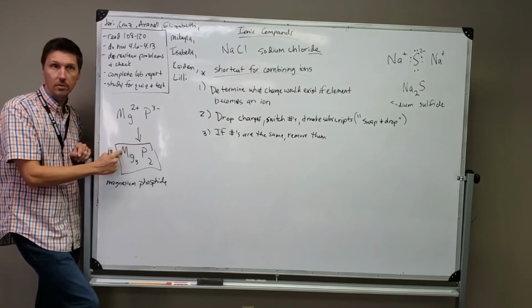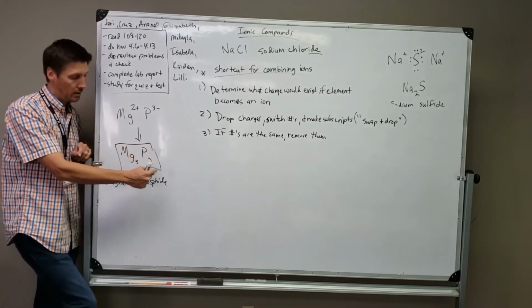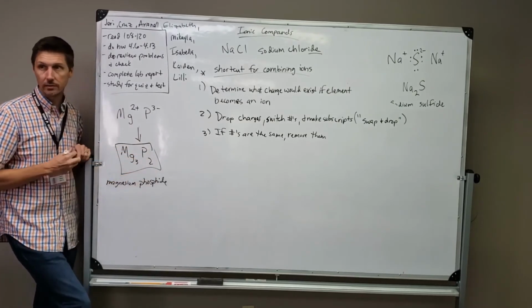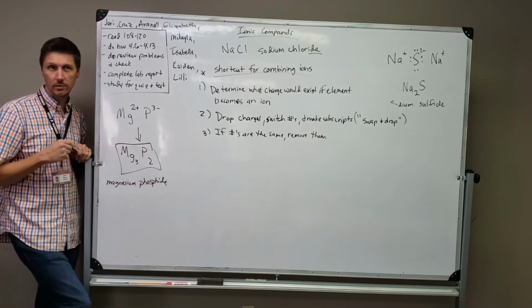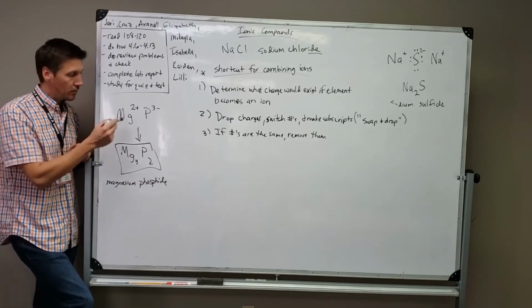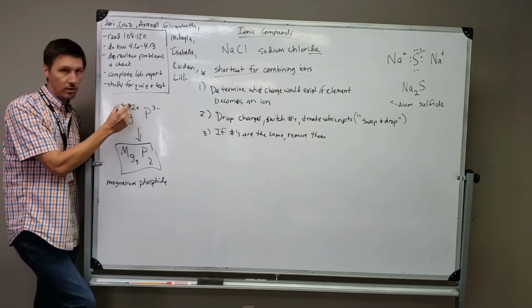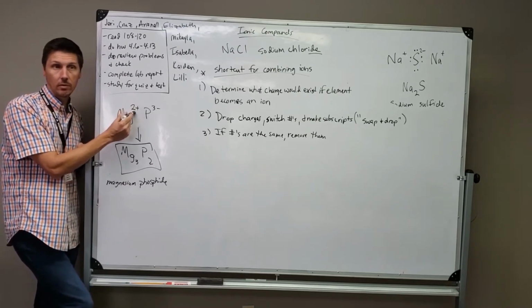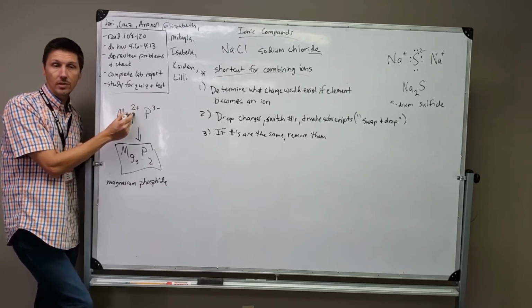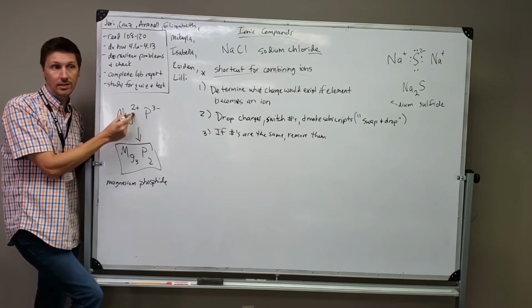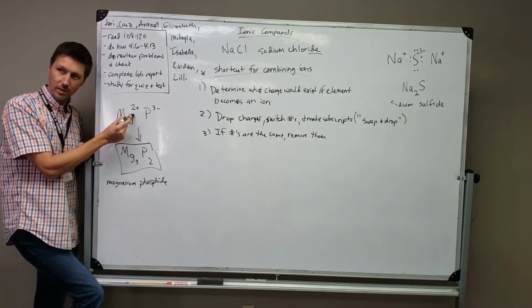Metal always comes first, nonmetal always comes second, nonmetal always ends in IDE. Does that make sense? And then as far as the charges, again, you know that because of which column it's in on the periodic table. You know Mg is going to have a 2+ charge because it's in column 2A, and so it has 2 valence electrons and it wants to get rid of those.